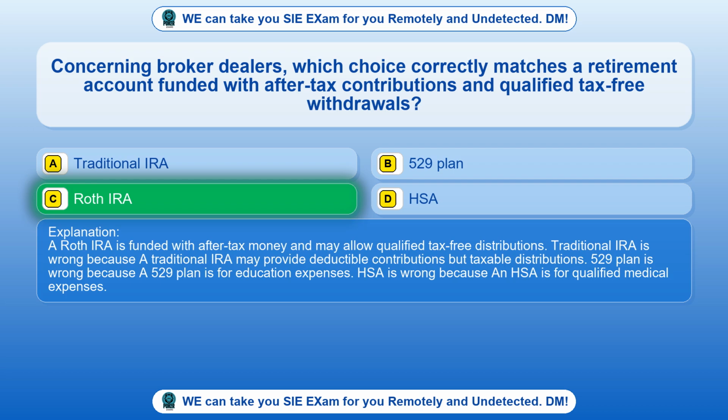A Roth IRA is funded with after-tax money and may allow qualified tax-free distributions. Traditional IRA is wrong because a traditional IRA may provide deductible contributions but taxable distributions. 529 plan is wrong because a 529 plan is for education expenses. HSA is wrong because an HSA is for qualified medical expenses.